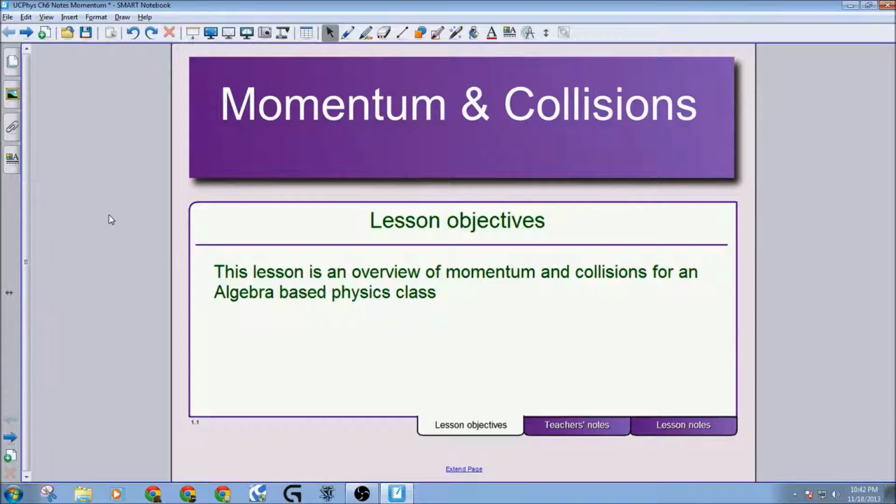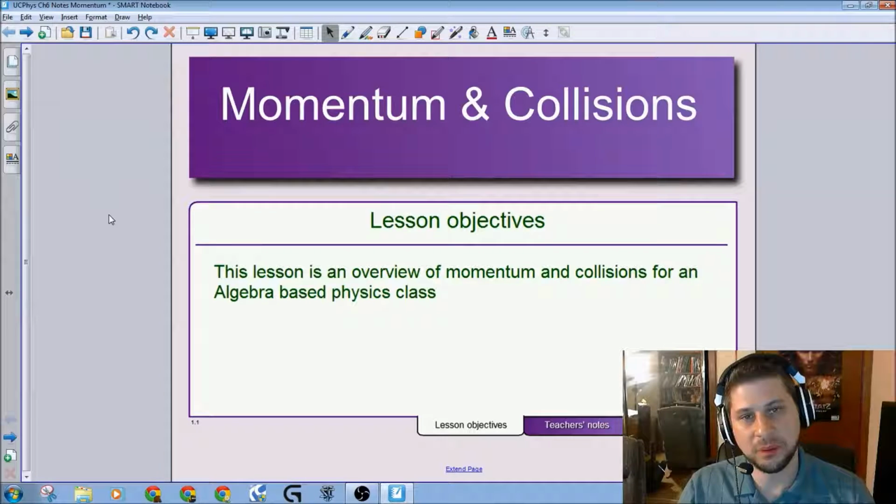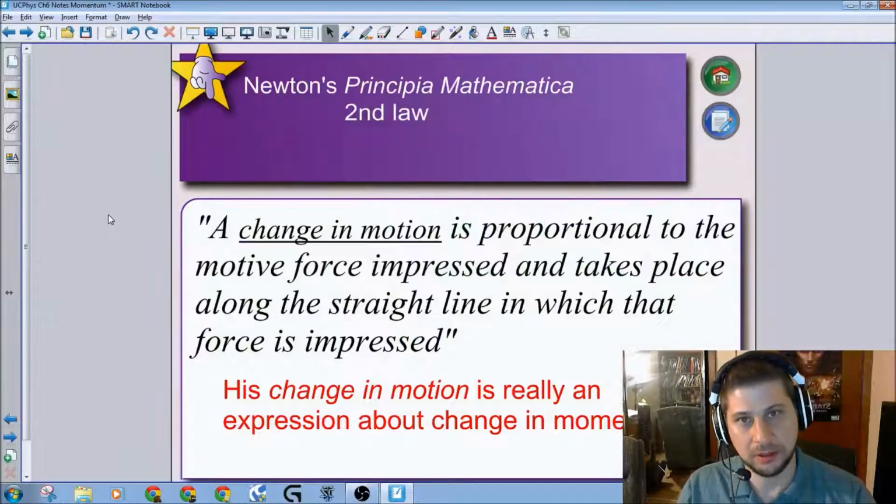Hello, it's Mr. Pfeiffer here, and today we'll be talking about momentum and collisions. So first, let's go ahead and define what momentum is.